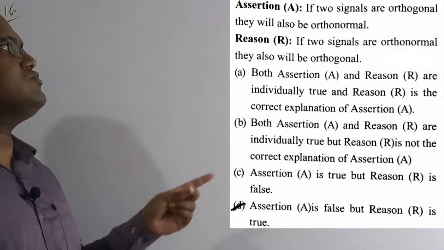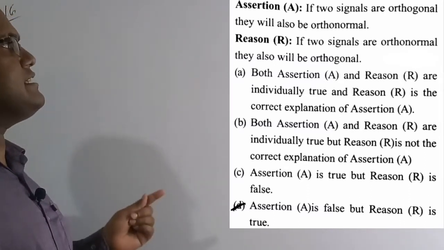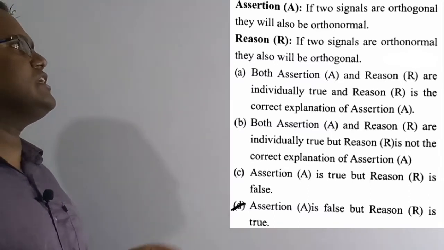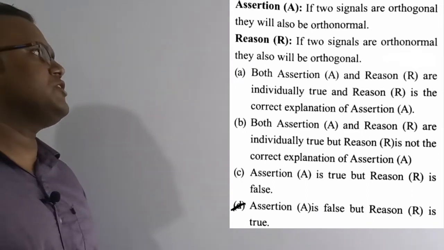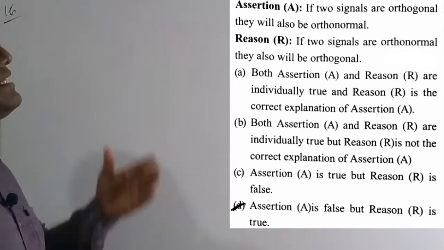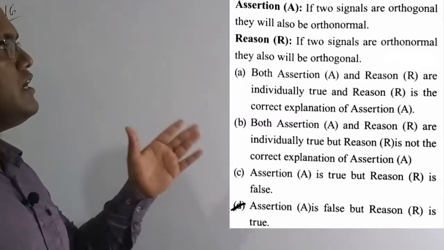See the question here. Assertion is going to say that if two signals are orthogonal, they are also orthonormal, and reason is going to say like this: if the two signals are orthonormal, they are also orthogonal. So what are the four options? Option D is the correct solution of this question, means assertion is wrong and the reason is the correct solution of this question. So let's solve this numerical.